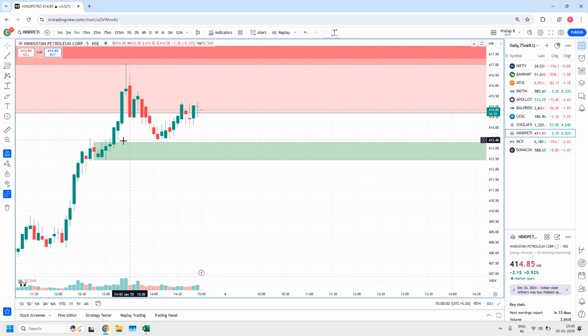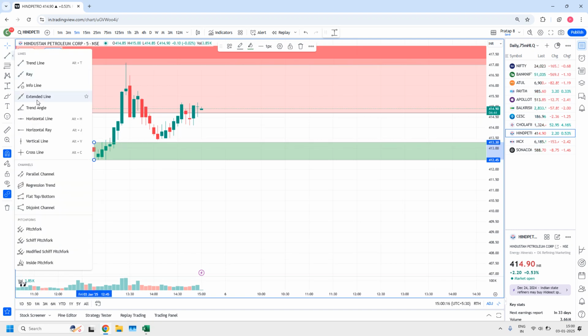Actually, the reason is here we have a zone up to here. You may ask a question, why didn't it touch? Because here, see the wick, a wick is there outside the zone. Maybe this wick might have been mixed with this candle in the 15-minute time frame. But in 5 minutes we got the clarity. Let me draw a horizontal line.